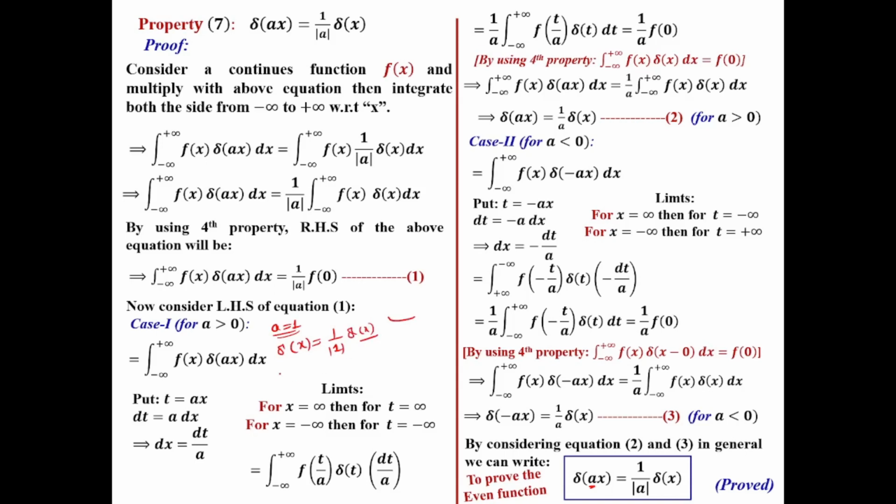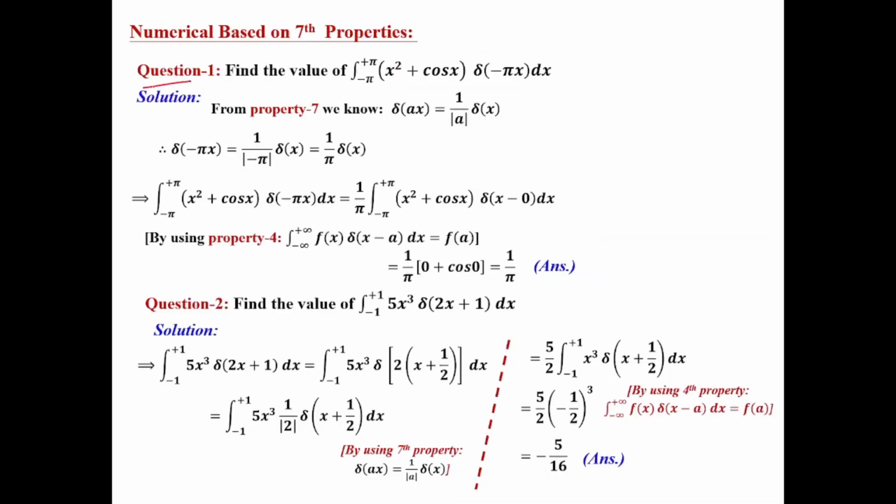Okay, if I consider a equal to minus 1, then delta of minus x will be equal to 1 by mod of minus 1 times delta x. That means delta of minus x will be equal to delta x. So by using this property, we can easily observe the even function property of the delta function. Now we are going to go for numericals based upon property number 7.